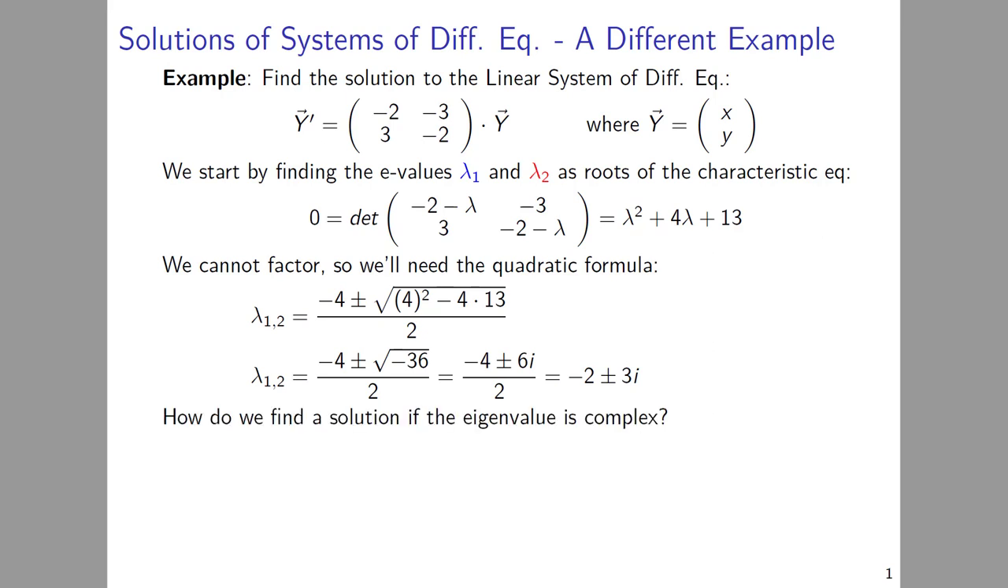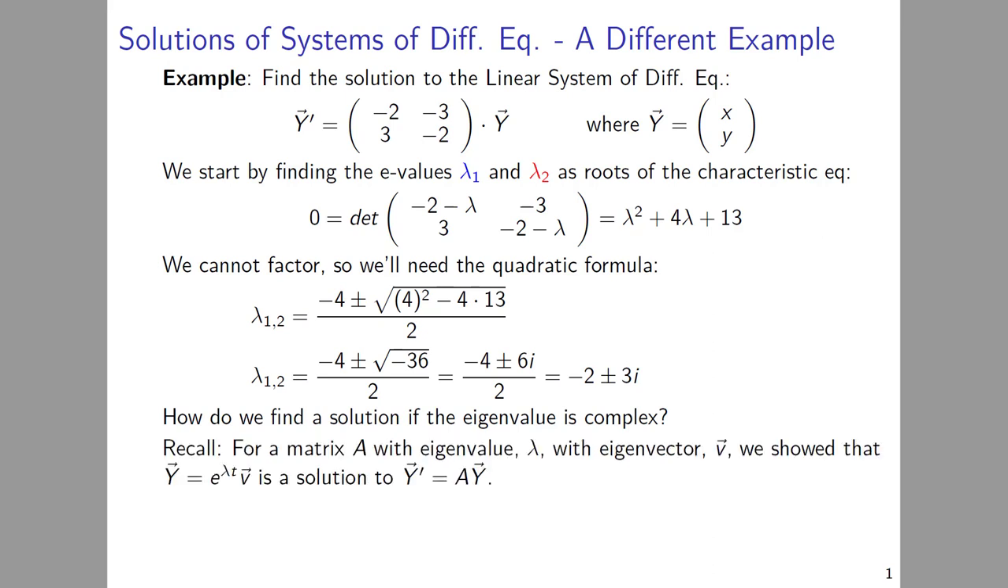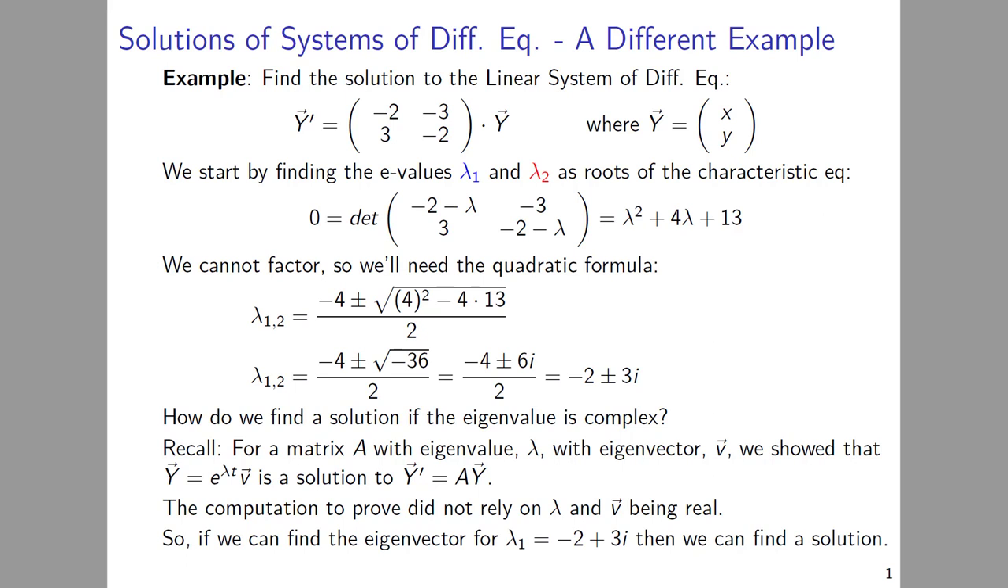So how do we find a solution to our system of differential equations if the eigenvalue is complex? Recall, for a matrix A with eigenvalue λ and eigenvector v, we showed that y equal to e^(λt) times v is a solution to y' = Ay. The computation that we did to prove this did not rely on λ and v being real. So if we can find an eigenvector for λ1 = -2 + 3i, then we can find a solution.